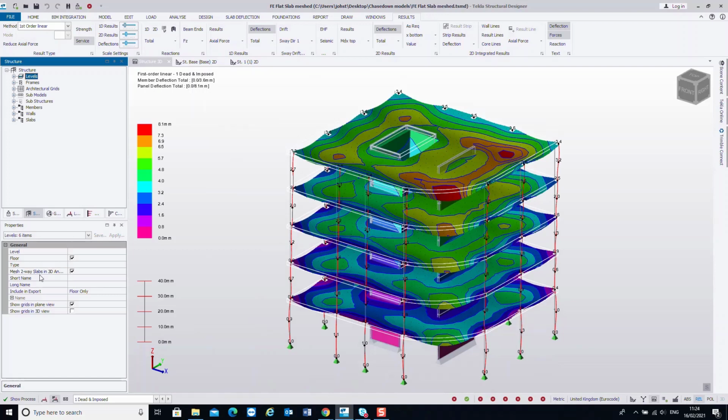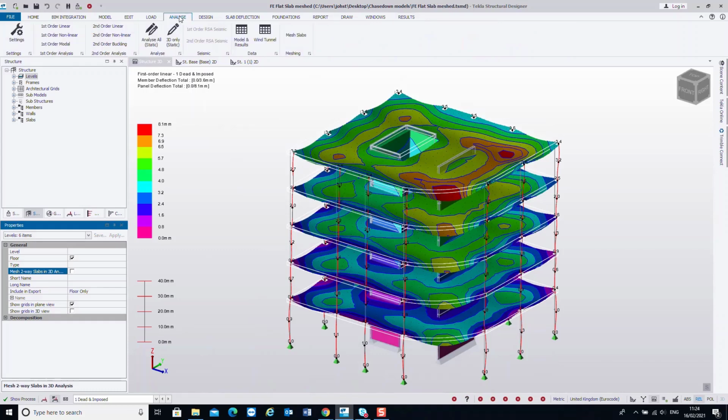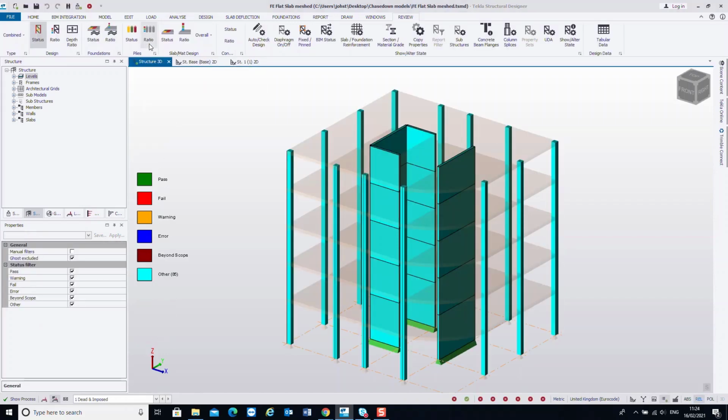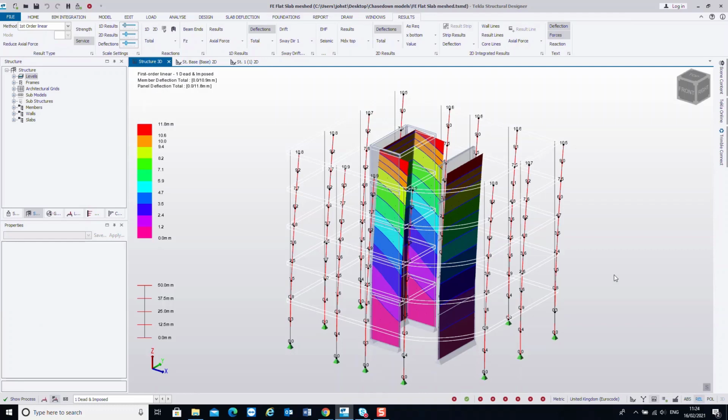So I'm now going to uncheck the option to mesh the two-way slabs in the 3D analysis. And if I now select the Analyze All process from the Analyze tab, we should be able to run the first order linear analysis and the FE Chasedown analysis together. This will now allow us to compare the results between the 3D building analysis and the FE Chasedown.